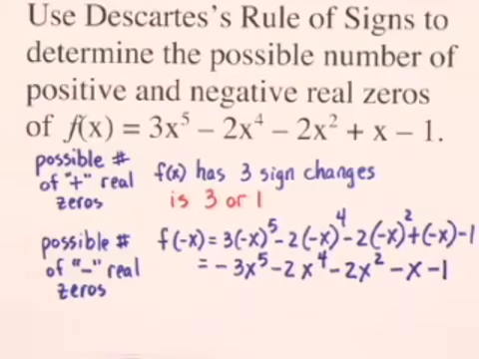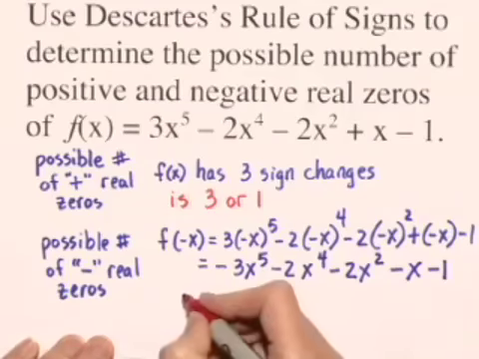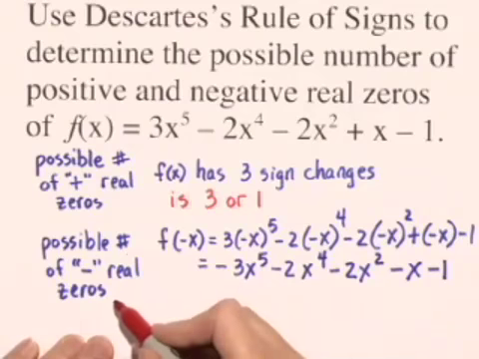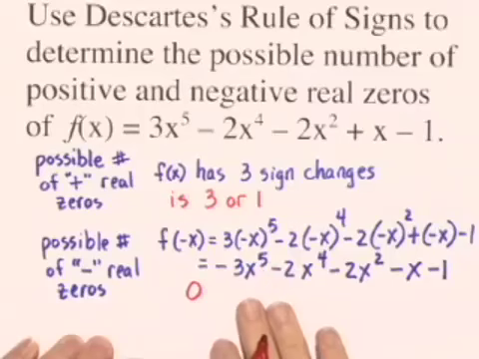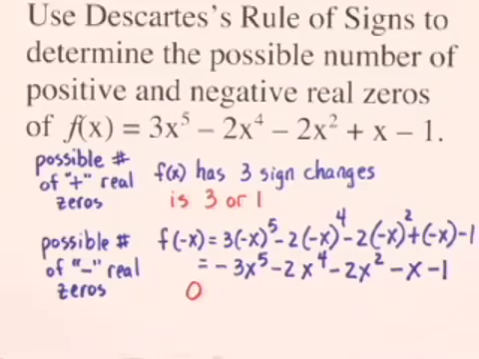So let's look at the number of sign changes for f of negative x. It starts out negative, and notice what happens. It doesn't change to positive at all. So therefore, we can say the possible number of negative real zeros is 0 because there are no sign changes in f of negative x.